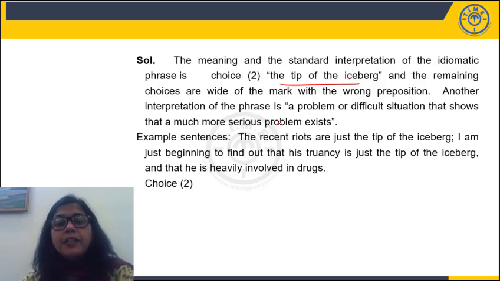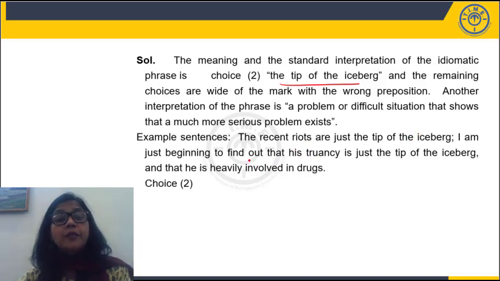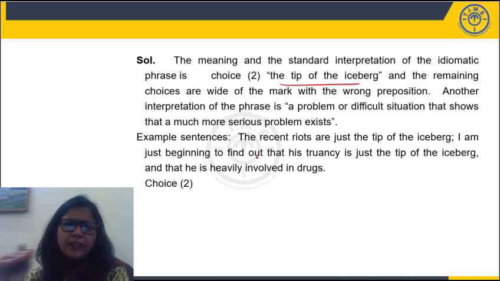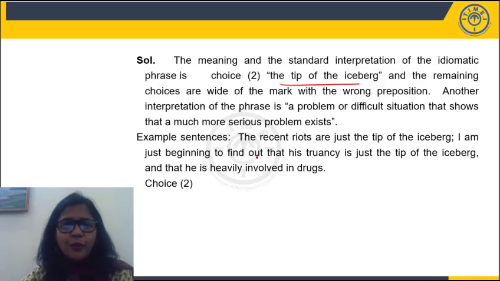We've discussed the meanings here. All right. In fact, some example sentences: the recent riots are just the tip of the iceberg. I'm just beginning to find out that his truancy is just the tip of the iceberg, and that he's heavily involved in drugs. This is just the beginning. There's a lot more still to follow.